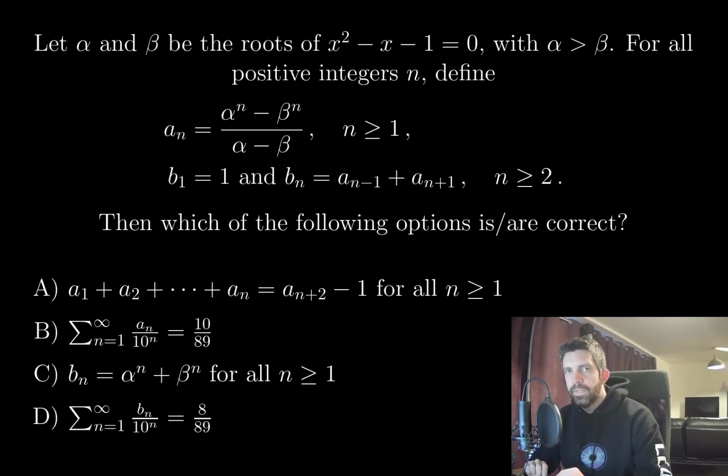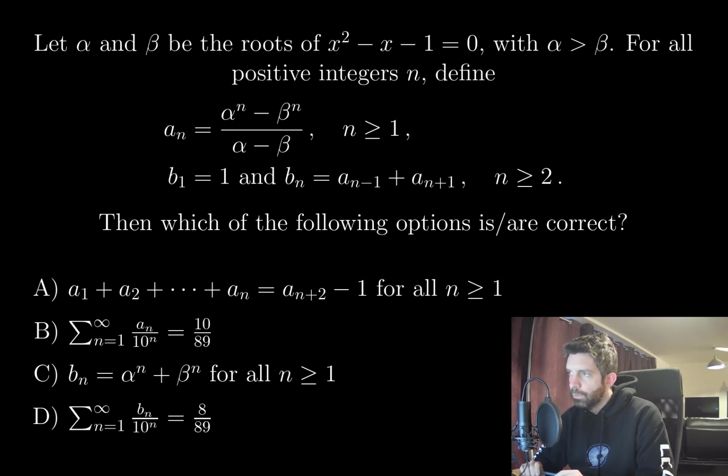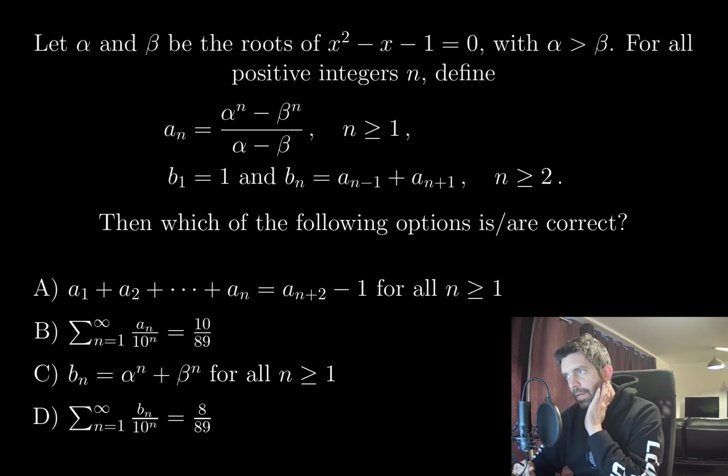Today's problem is submitted by a viewer, and it says, let alpha and beta be the roots of x squared minus x minus 1 equals 0, with alpha greater than beta. For all positive integers n, define a sub n is equal to alpha to the n minus beta to the n over alpha minus beta. And also define b1 is equal to 1, and bn is equal to an minus 1 plus an plus 1.